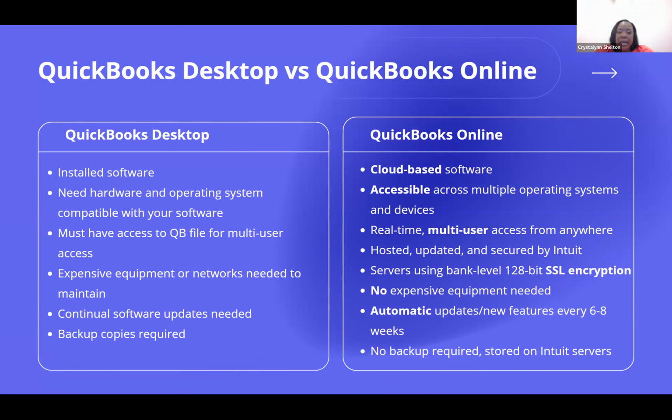Basically, the key differences are QuickBooks Desktop requires that you install the software on the computers. QuickBooks Online does not require installed software. It's cloud-based, and so all you need is a computer or a mobile device with an internet connection. QuickBooks Desktop needs hardware, and you've got to have the right operating system for the software. QuickBooks Desktop, as many of you know, has a PC version and a Mac version. The nice thing about QuickBooks Online is you can use it on any platform.